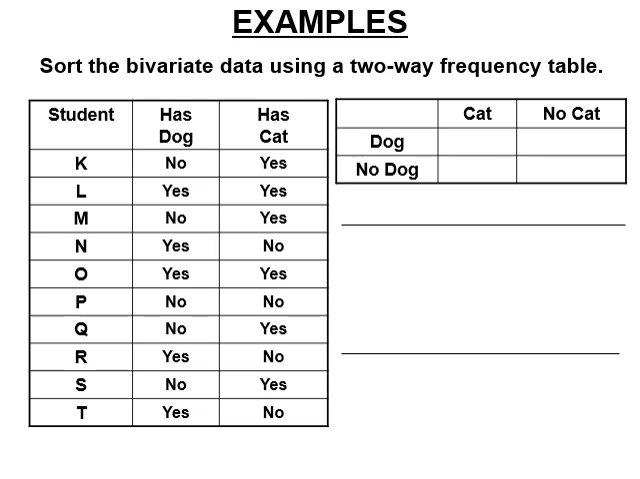Sort the bivariate data using the two-way frequency table. This is about whether people have a dog and a cat. Pause while you do this.